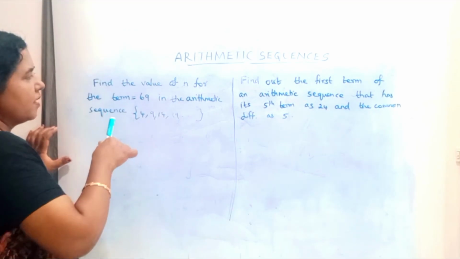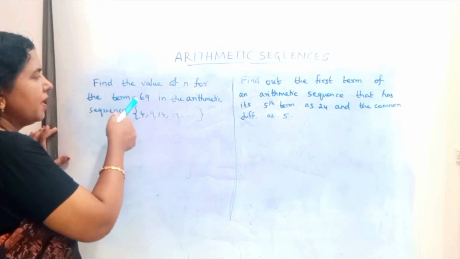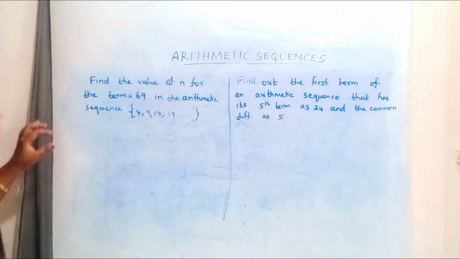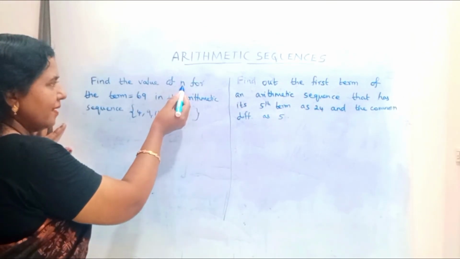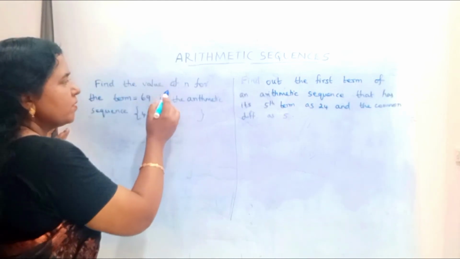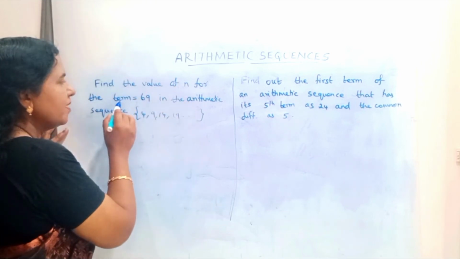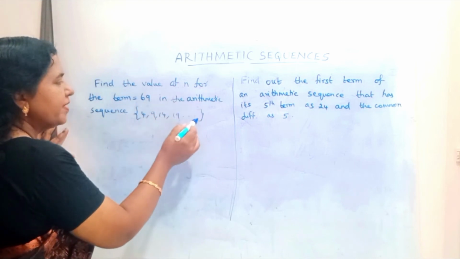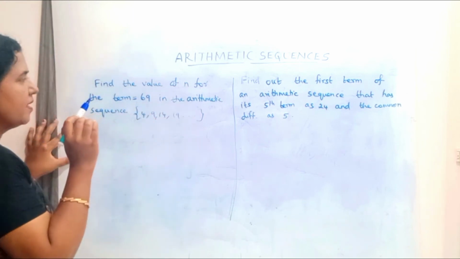Okay, so let us see this problem. So here it is, find the value of n for a term equal to 69 in the arithmetic sequence 4, 9, 14, 19, etc. Okay, so here we are asked to find out the value of n. It is given the term is equal to 69. We are asked to find out the value of n corresponding to the term equal to 69. That is, we have to find out at which position we are going to have this term 69 in this sequence. So that is the question.